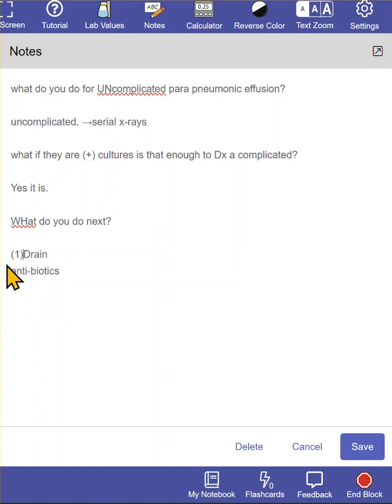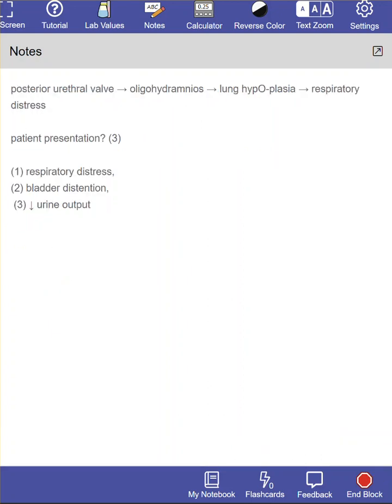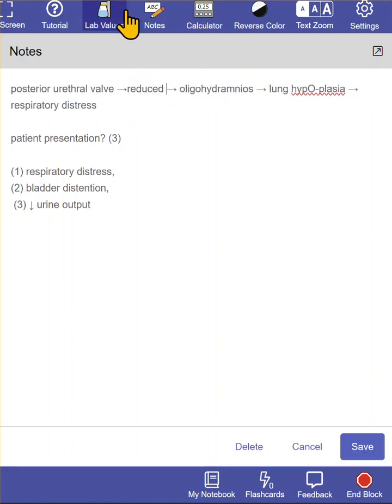So those are the two things. Right? And then posterior urethral valve. So this is a very, very common cause of oliguria, and a very common cause of kind of hydramnios, right? And so you get reduced urine output, and you get oligohydramnios potentially. Distended bladder.